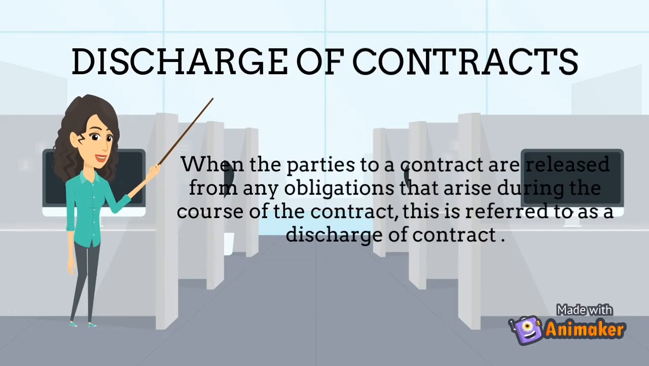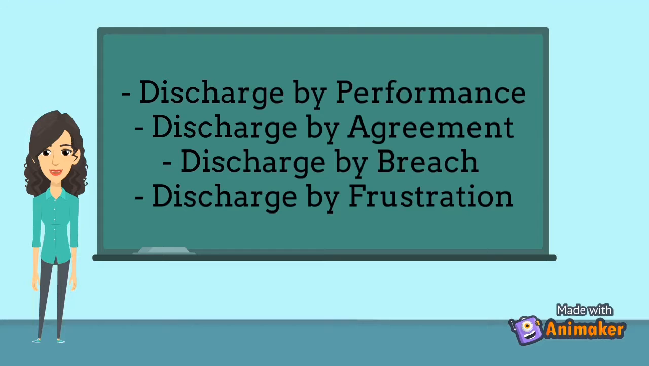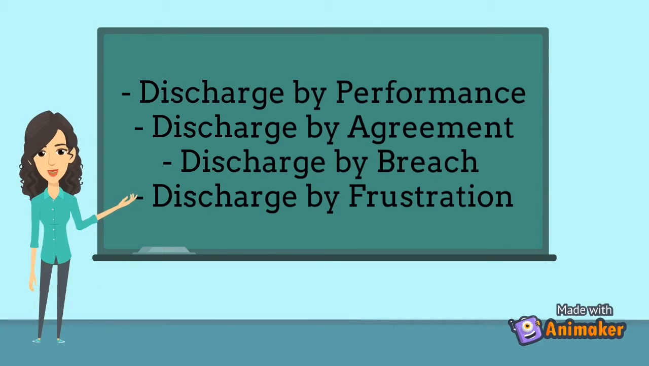Now, let's proceed to the second part of the topic, which is discharge of contract. Do you know what is the discharge of contract? The discharge of contract is basically when parties to the contract are no longer obliged to do as agreed under the contract. There are 4 types of discharge, which are discharge by performance, agreement, breach, and frustration.